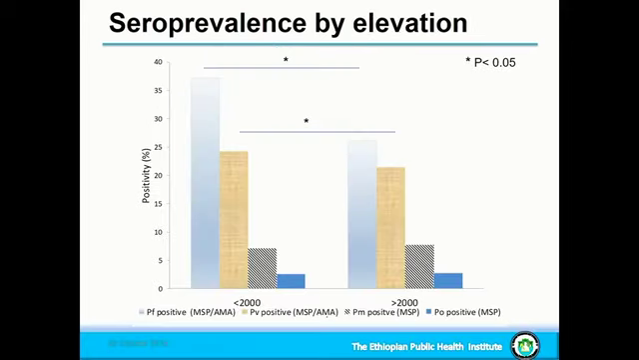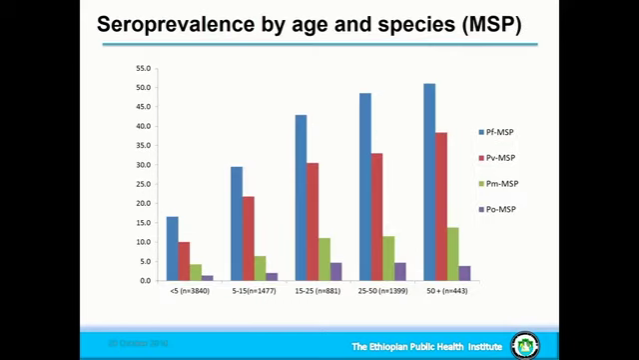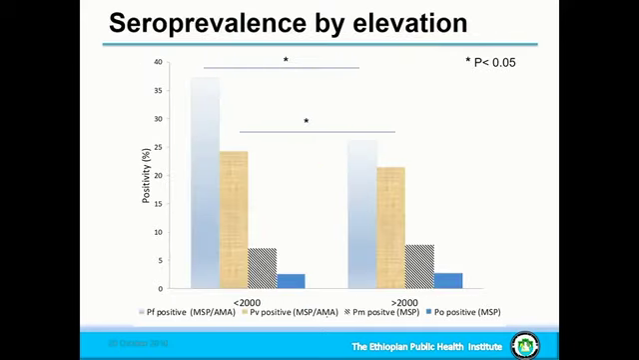When we try to see the data in terms of elevation, lower elevations have high malaria, particularly for falciparum and vivax, compared to higher elevation, and it was statistically significant. We have also a similar trend for the rare species, but it's not as significant. It's not as such similar to P. falciparum and P. vivax.